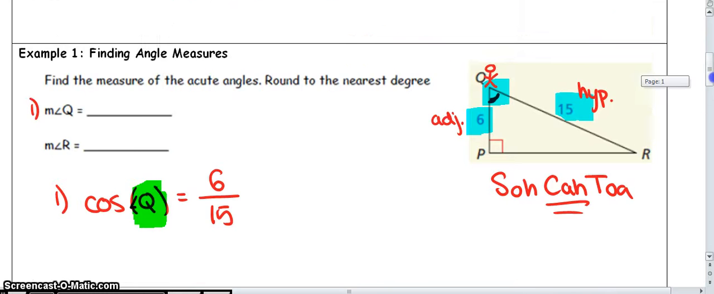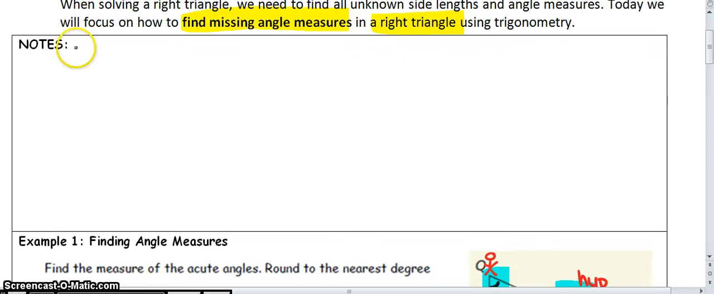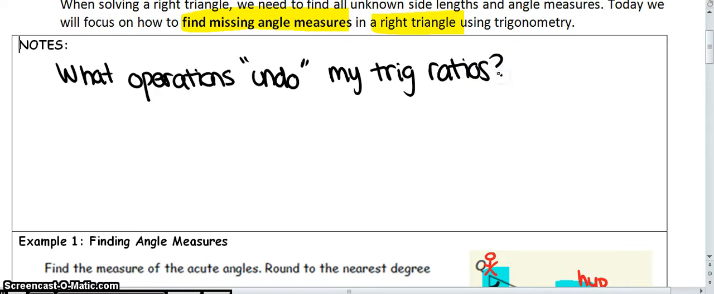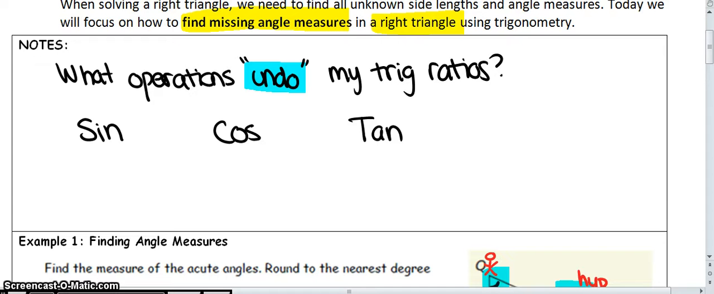So maybe this is my essential question for today: what operation or operations undo my trig ratios? That's what we have to learn today. There are three trig ratios. Sine is one ratio, cosine is another ratio, and tangent is our last ratio, or the ones that we've learned about at least. So I want to know what undoes sine, cosine, and tangent.